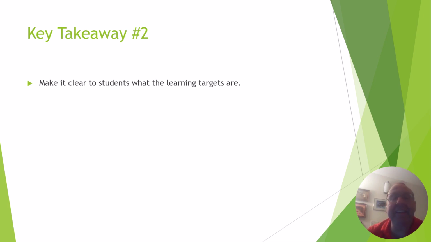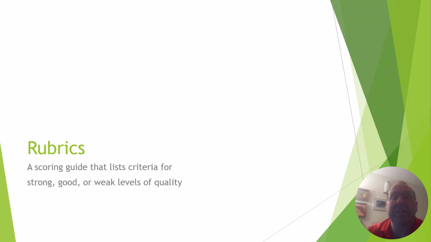Key takeaway: make it clear to students what the learning targets are, because that's what we assess on, and that's what we want them to learn. And use the right method of assessment for the specific learning goals. A rubric is a scoring guide that lists criteria for good, strong, and weak levels of quality.